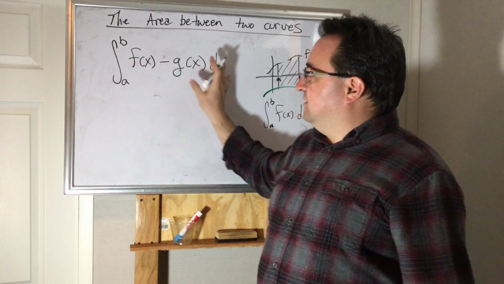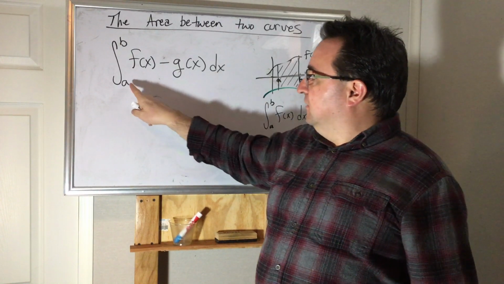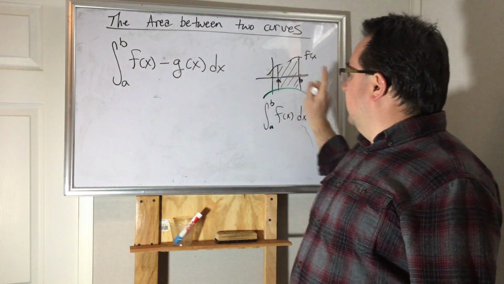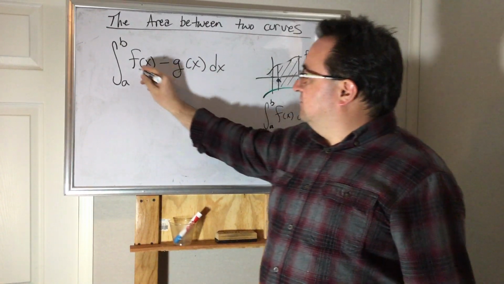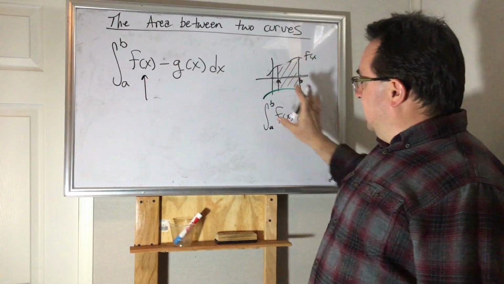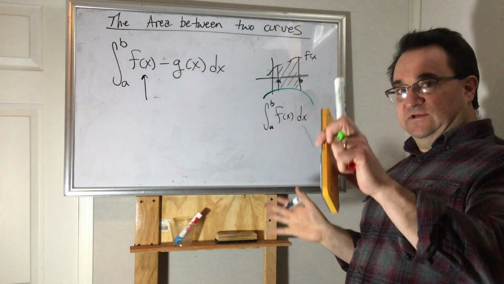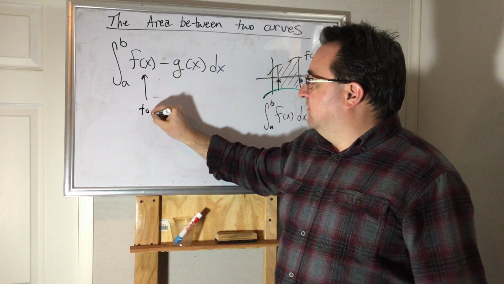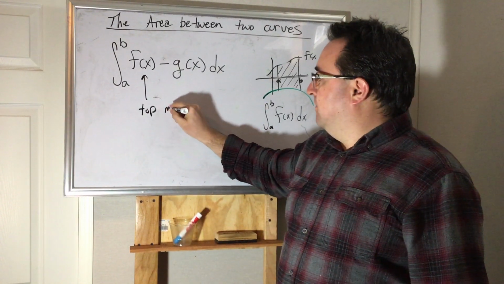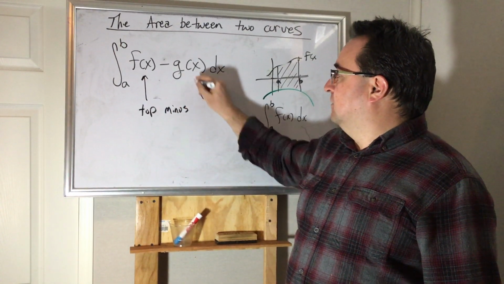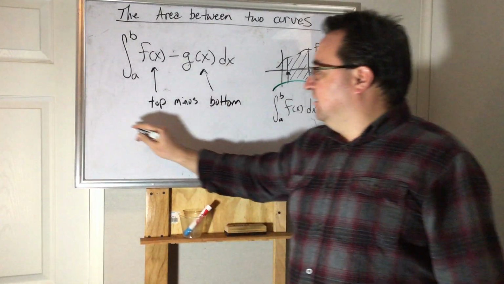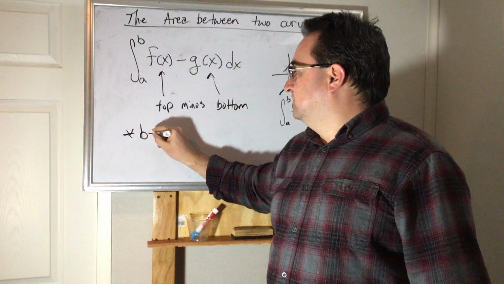It's not that complicated, not that different than what we were doing before. This would be your leftmost boundary. This would be your rightmost boundary. And then this, our next lesson is going to be when we turn this on its side, but for today, this is the top function minus the bottom function.